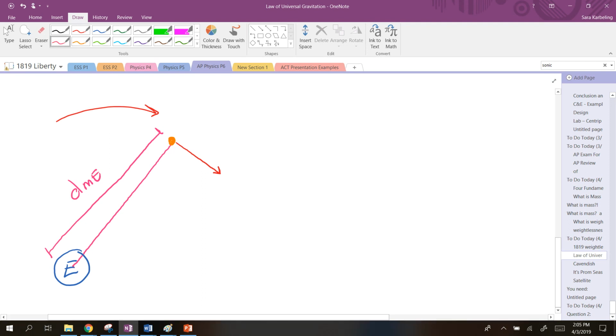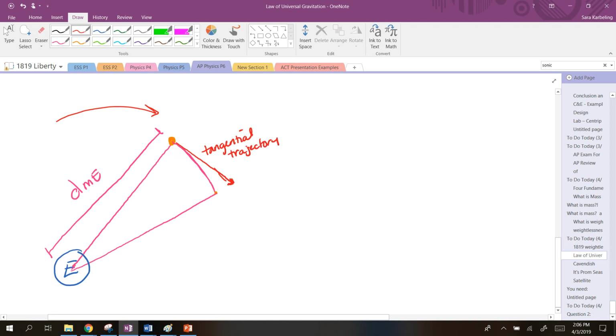I always struggle with this one. I'm going to do my best here. Like this. This is obviously not drawn to scale. This is its tangential trajectory.